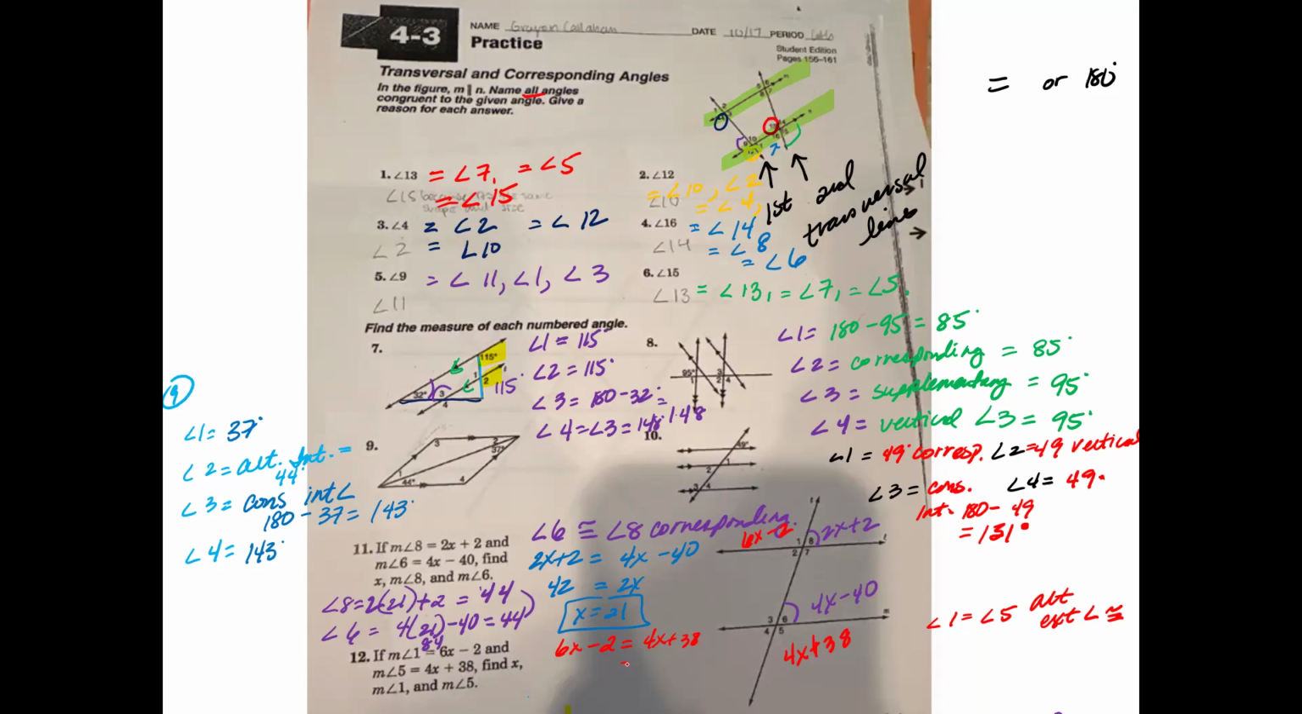Okay, good. I did too. So x equals 20. Make sure you box that. Now let's figure out what obtuse angle is angle 1. So angle 1 is 6 times 20 minus 2. Angle 5, 4 times 20 plus 38.